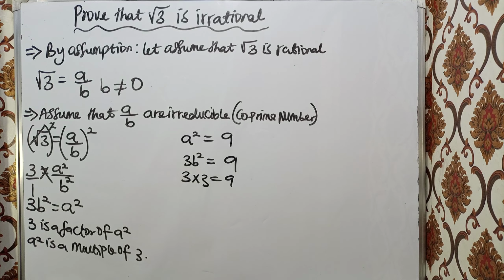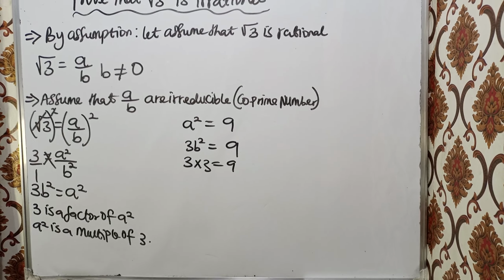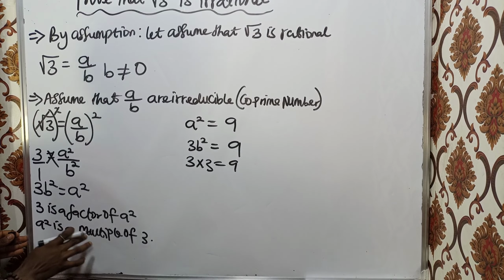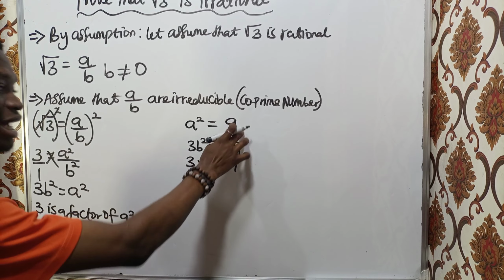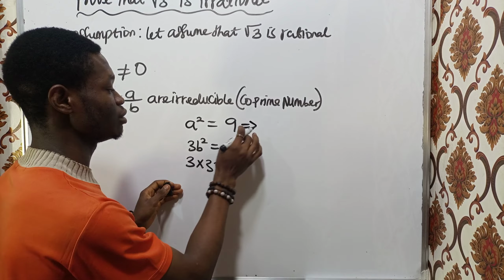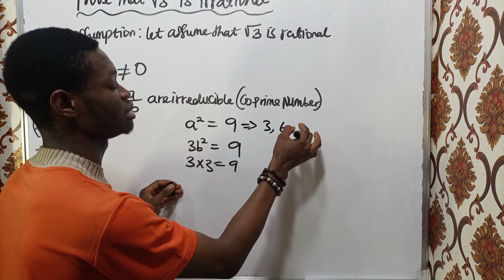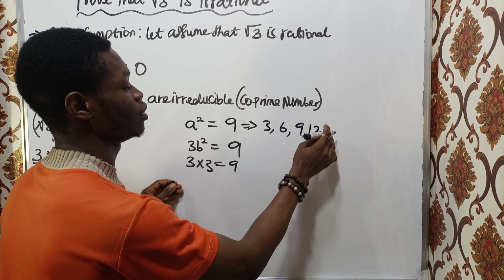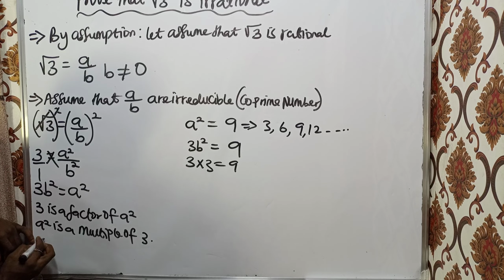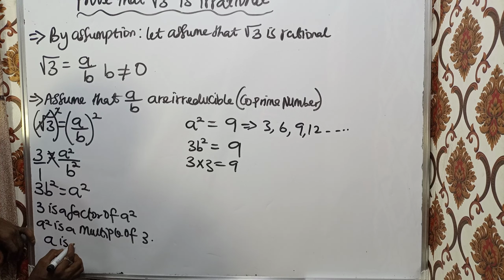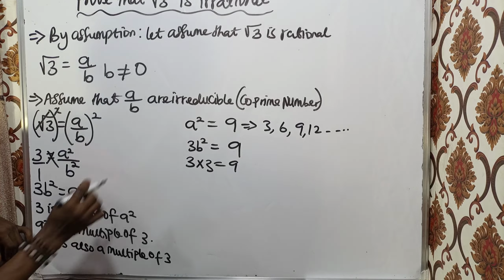Let me bring the camera down. If A squared is a multiple of 3, you know that 9 is a multiple of 3 because multiples of 3 are 3, 6, 9, 12, and so on and so forth. So A squared is a multiple of 3. If A squared is a multiple of 3, this implies that A is also a multiple of 3.